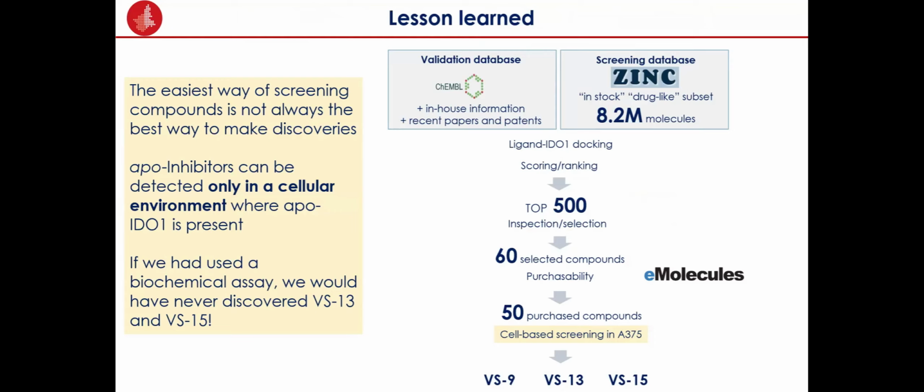Why am I saying that? Because at the time when we initiated this structure-based virtual screening, we were not aware of the possibility that apo inhibition could occur, because it was not known in the literature. And we decided to perform the screening using a cell-based assay and not a biochemical assay in order to discard all those non-cell-permeable compounds. And this was a lucky choice because it allowed us to discover apo inhibitors. So if we had used a biochemical assay, we would have never discovered VS13 and VS15.